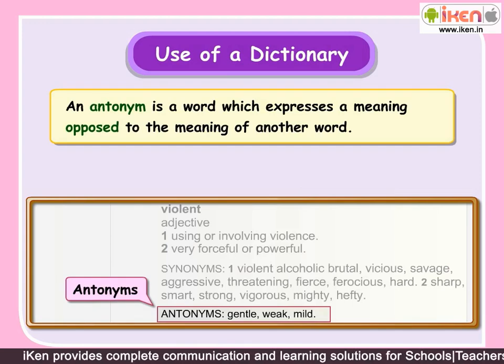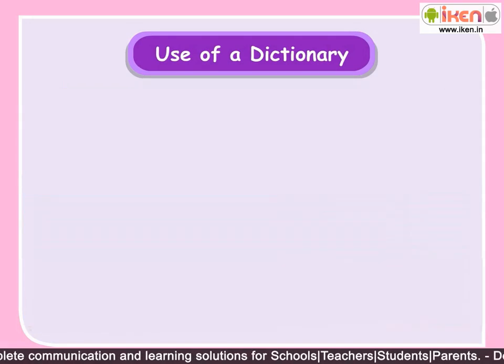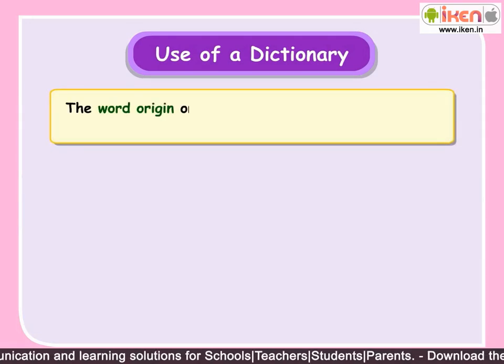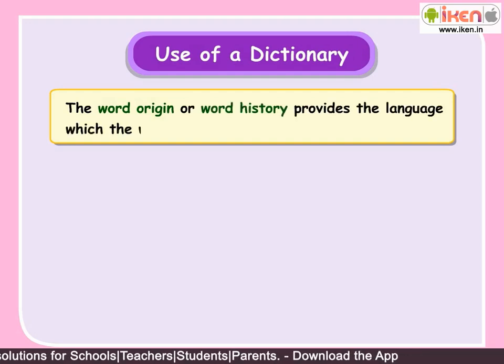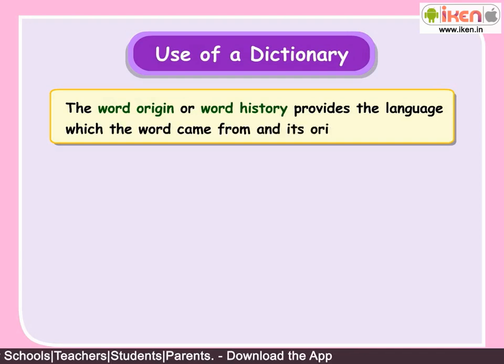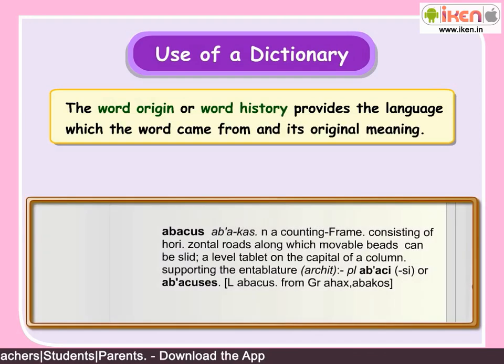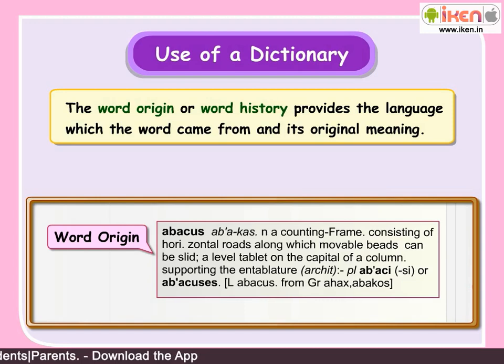The dictionary may also provide a word origin for some words. The word origin or word history provides the language which the word came from and its original meaning. The term abacus comes from the Greek word abakos or abax, meaning tablet.